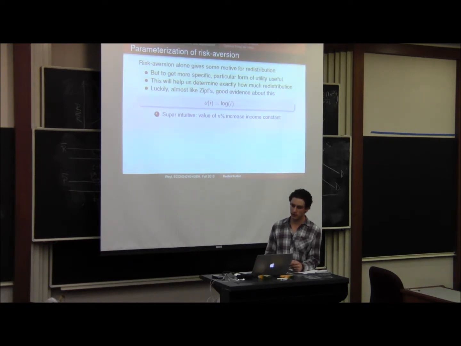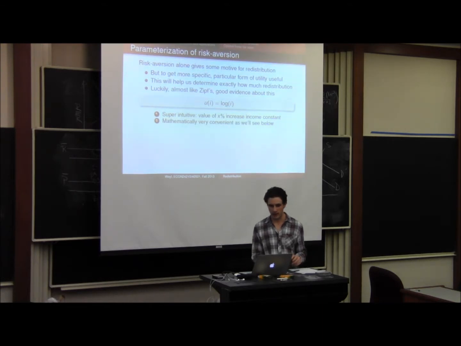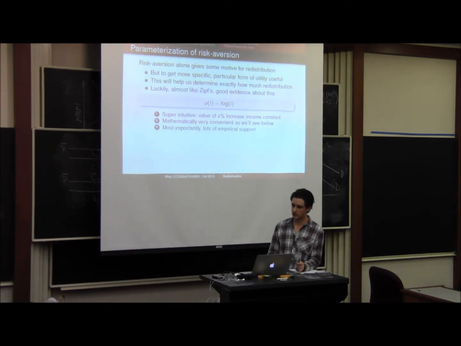So it's super intuitive. Basically, the same percentage increase in your income leads to the same change in your well-being no matter what income level you're at. So like doubling your income increases your well-being by the same amount no matter how high your income is. So for example, doubling from $50,000 to $100,000 a year creates the same increase in your happiness as doubling from $100,000 to $200,000. Mathematically, it's very convenient, as we'll see below, and there's a lot of empirical support for it.